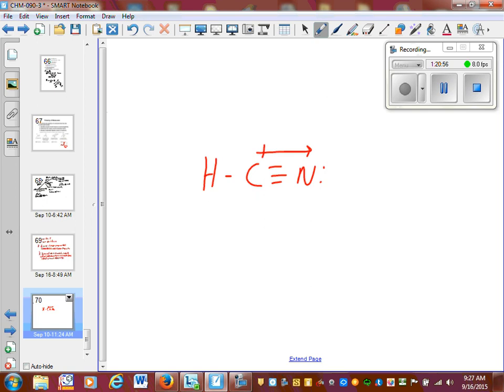The sulfur dioxide is polar as well, right? Yes. Pretty much anything that's bent is going to be polar.